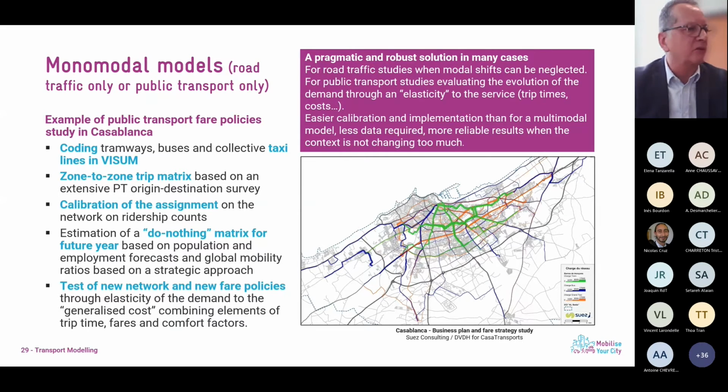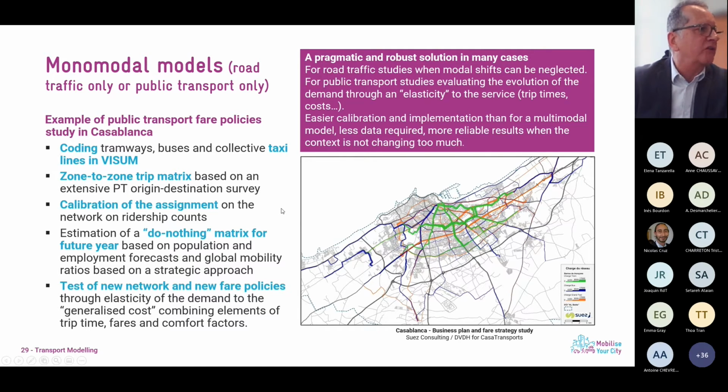And an example of this approach we made for Casablanca in the transport fare policy study I already mentioned. So we used Visum, the software from PTV. We coded the network with the tramways, the buses, and collective taxi lines. We made origin-destination surveys in all these modes, and also used the ticketing data from the tramway to create a zone-to-zone trip matrix for the present situation.